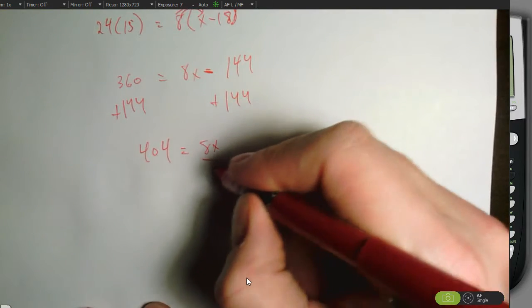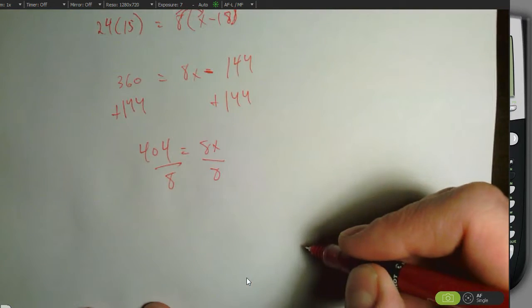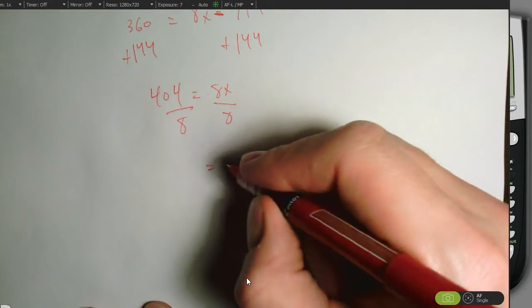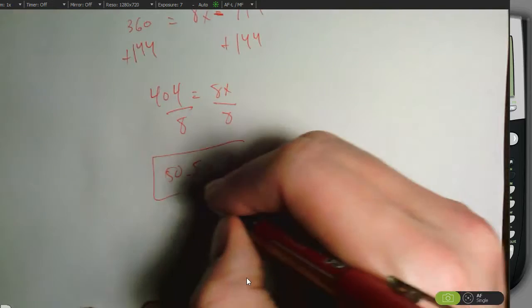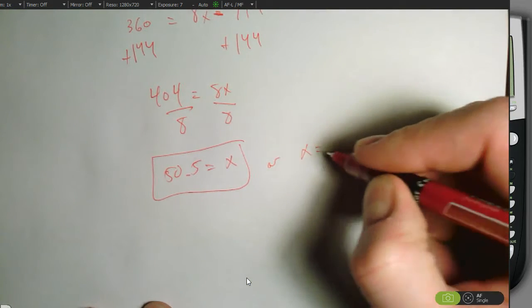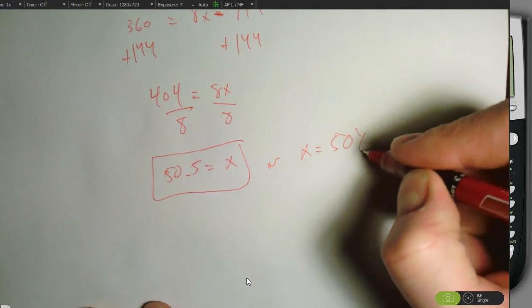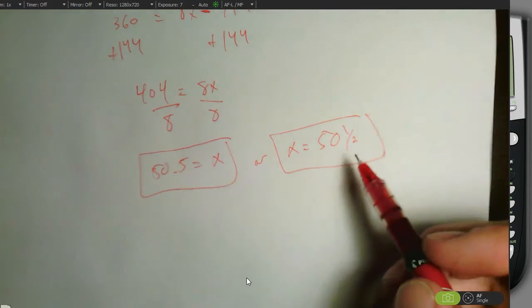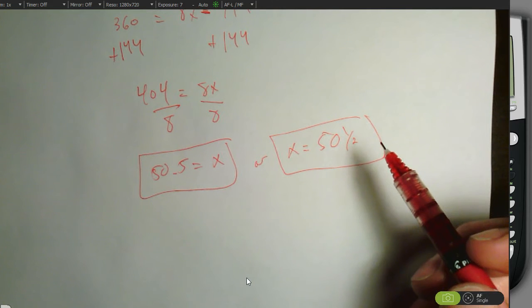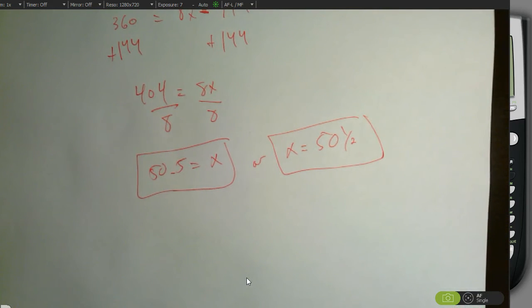Now I'll divide by 8. And what that ends up being is 50.5. I prefer it as a fraction, but I'm assuming most of you would probably throw that in your calculator if you weren't working through the long division. We always kind of prefer fractions, but 50.5 is the same thing.